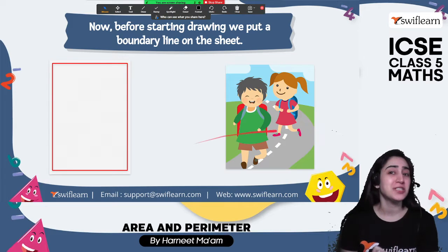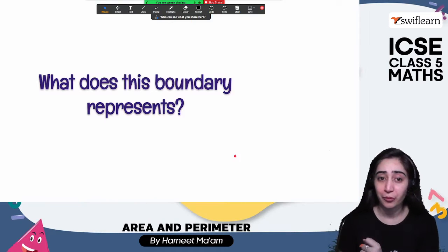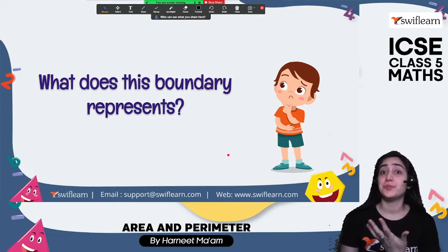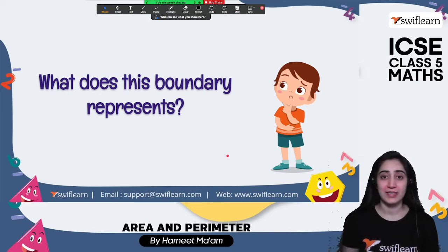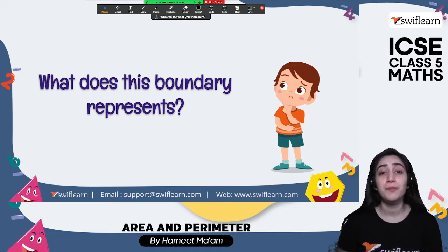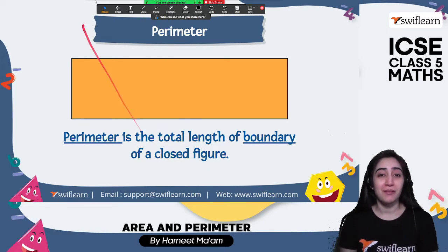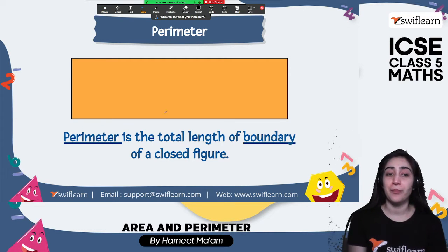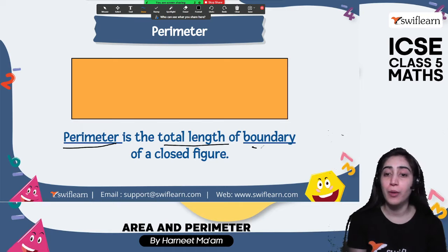So before starting, we always put a boundary line on the sheet, right? So what does this boundary line represent? What do you think the 4 lines that we draw on the corners represent? Any idea, guys? All right, that's great, guys. It's known as the perimeter. So what does a perimeter actually mean? Perimeter stands for the total length of the boundary of a closed figure.